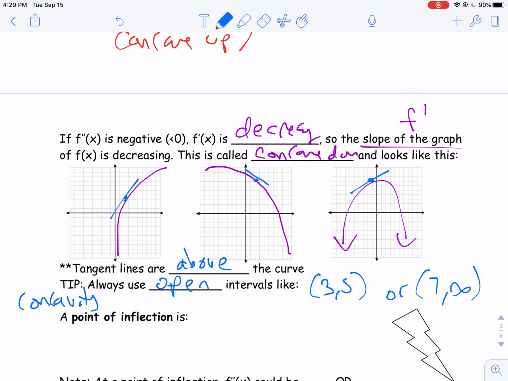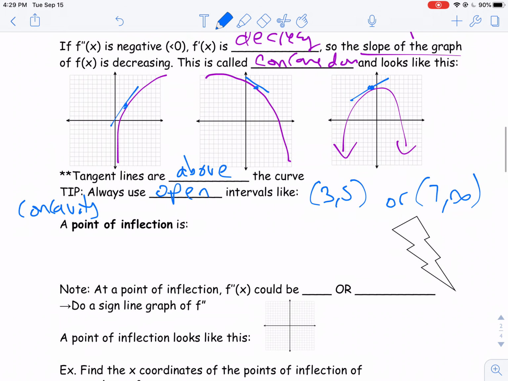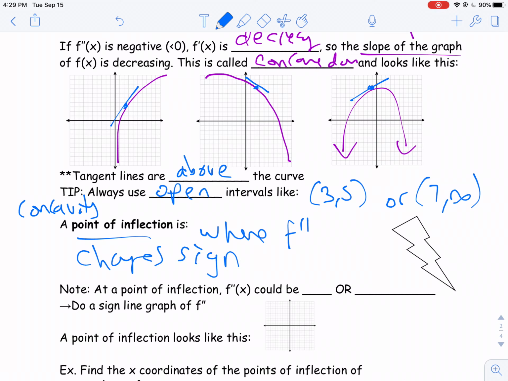Okay. One more thing I want to talk about, this is a special term, and it's kind of analogous to a maximum or minimum: a point of inflection. So a point of inflection is where the second derivative changes sign. So where does your second derivative switch from positive to negative or vice versa? Now anytime you have a point of inflection, it's kind of like a critical point. Your second derivative could be 0 or it could be undefined when you're switching from positive to negative.